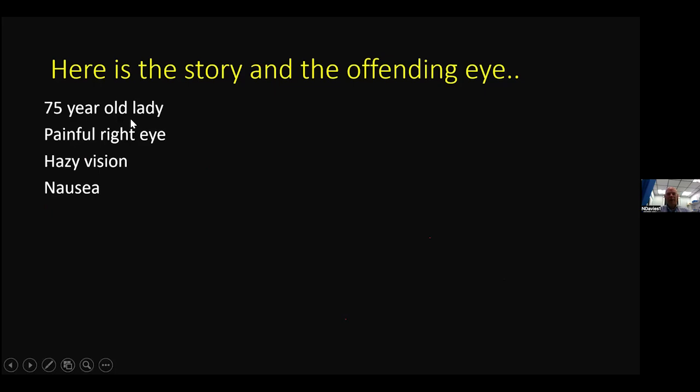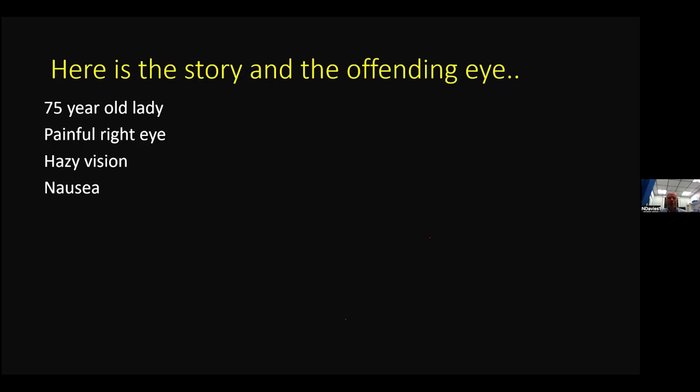This is a 75-year-old lady with a painful right eye, hazy vision, and she has nausea. What do you think? And again, not enough to clinch it because not enough bits of information. Yeah, very good. It could be acute glaucoma. It's not likely to be just glaucoma, because you have to separate glaucoma into open angle and closed angle.